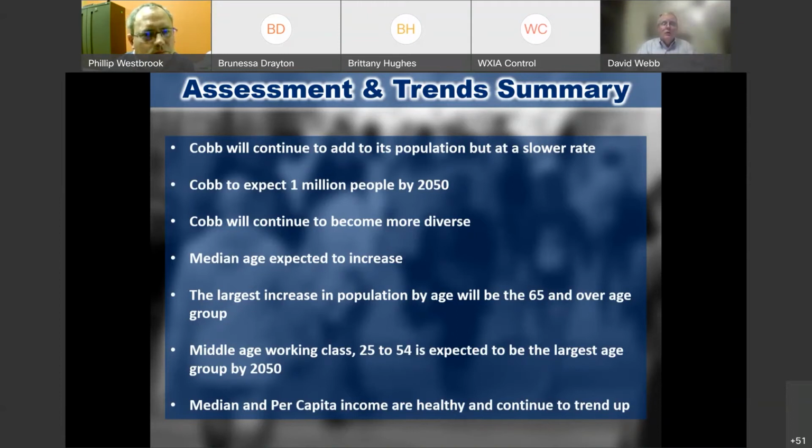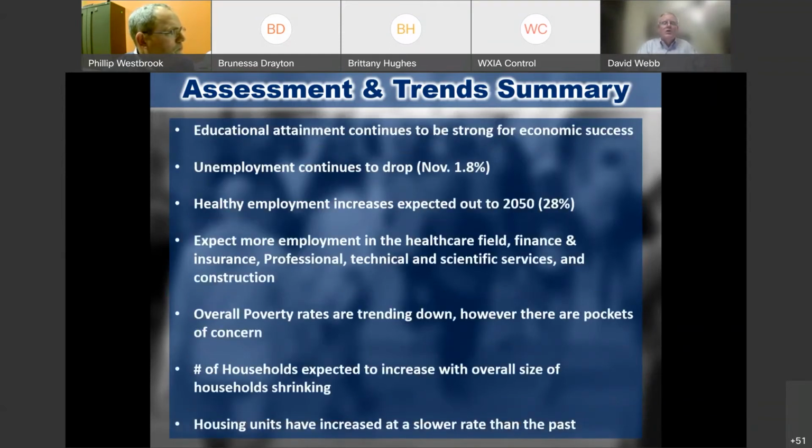Our median and per capita incomes are healthy and continue to trend up. Educational attainment continues to be a very strong indicator for economic success. As our workforce continues to be educated, it points to more economic success for the county population as a whole. Unemployment continues to drop. We have a healthy employment increase expected out to 2050. We expect more employment in several key sectors: healthcare, finance and insurance, professional, technical and scientific, and construction.